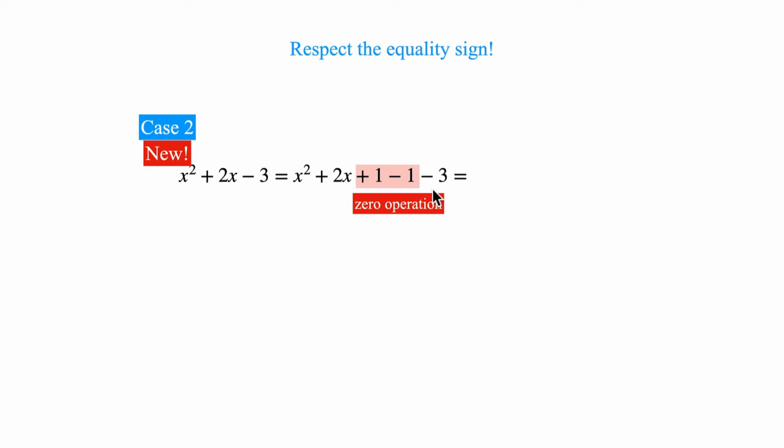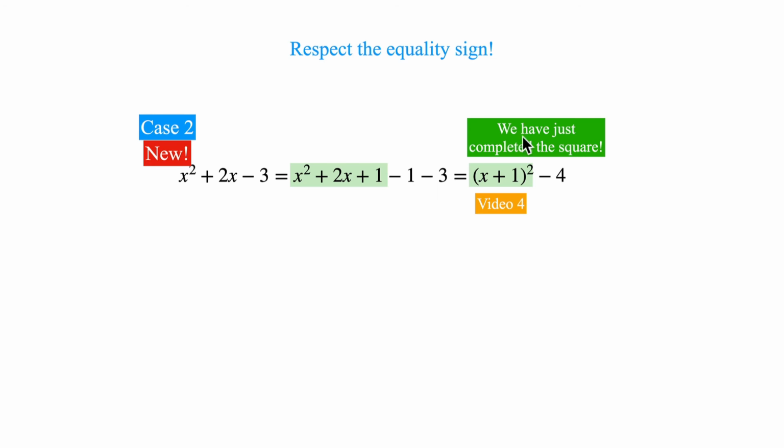But actually it did change a lot, because as you will see in video number 4, this expression here is equal to x plus 1 all squared. And you have actually just completed the square for the first time. Don't worry if you don't understand this step, this will be thoroughly explained in video number 4. So what have we got here? We got that this expression here is equal to x plus 1 all squared minus 4, because minus 1 minus 3 is just minus 4.